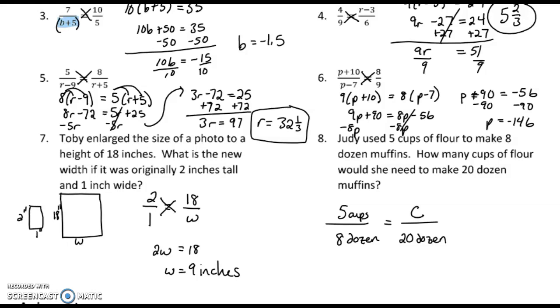Now that you have it set up, you're ready to cross multiply. So you have 8C equals 5 times 20, that's 100. And so we're going to divide by 8. And so she will need 12.5 cups of flour.